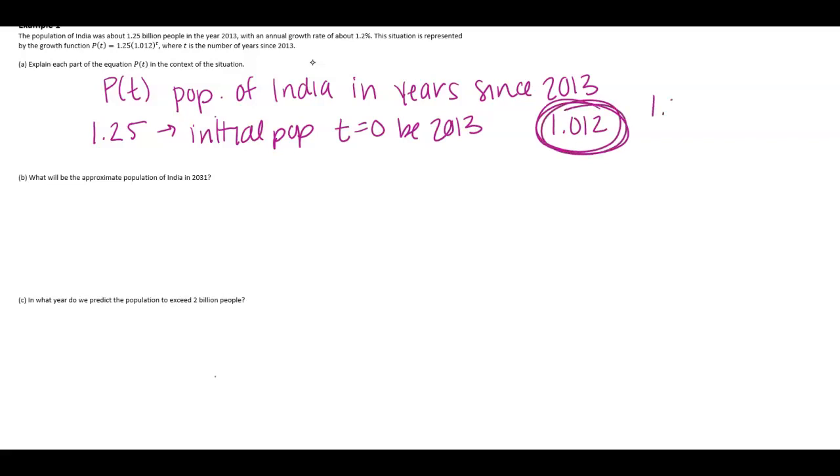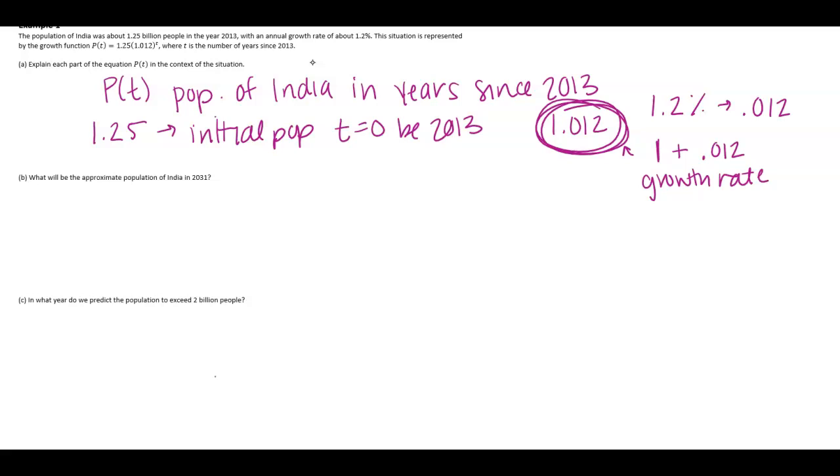So if we have 1.2% and I make that into a decimal, then I'm taking whatever the current population is and I'm adding to it 1.2% of that population. So I want to make sure we understand that's why my growth rate is what it is, and then to the power of t.